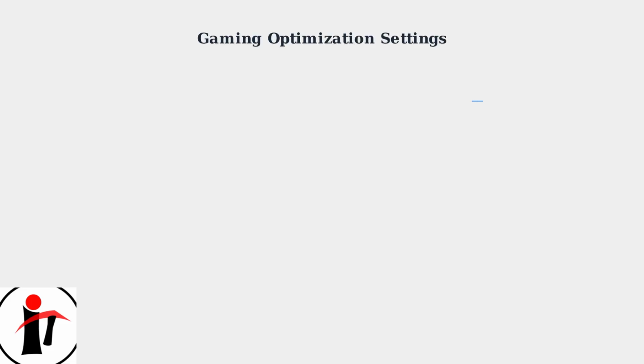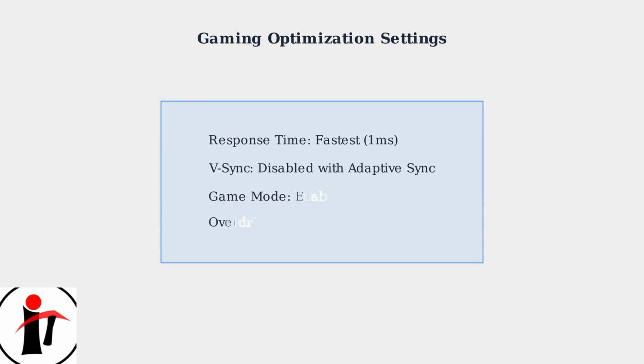For optimal gaming performance, adjust your monitor's response time to the fastest setting. This reduces motion blur and improves clarity during fast-paced action. Disable V-Sync when using adaptive sync technology, as they can conflict and cause stuttering. Enable your monitor's game mode for reduced input lag and better responsiveness.